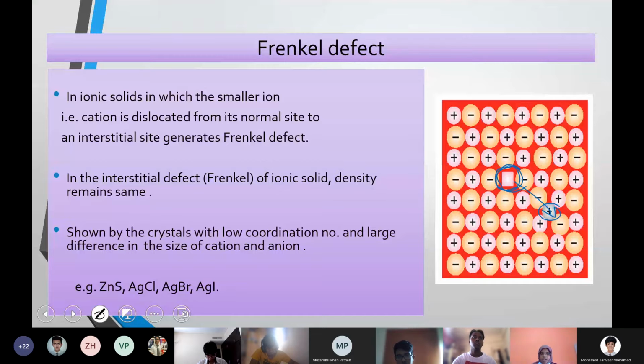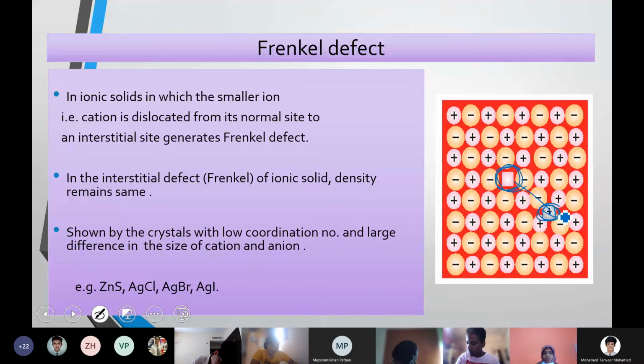So in an ionic solid with a very small cation, when the size of the cation is very small, Frenkel defect will be shown. The problem is that when the size of the cation is very small, it will be dislocated from its normal position and go to an interstitial site.